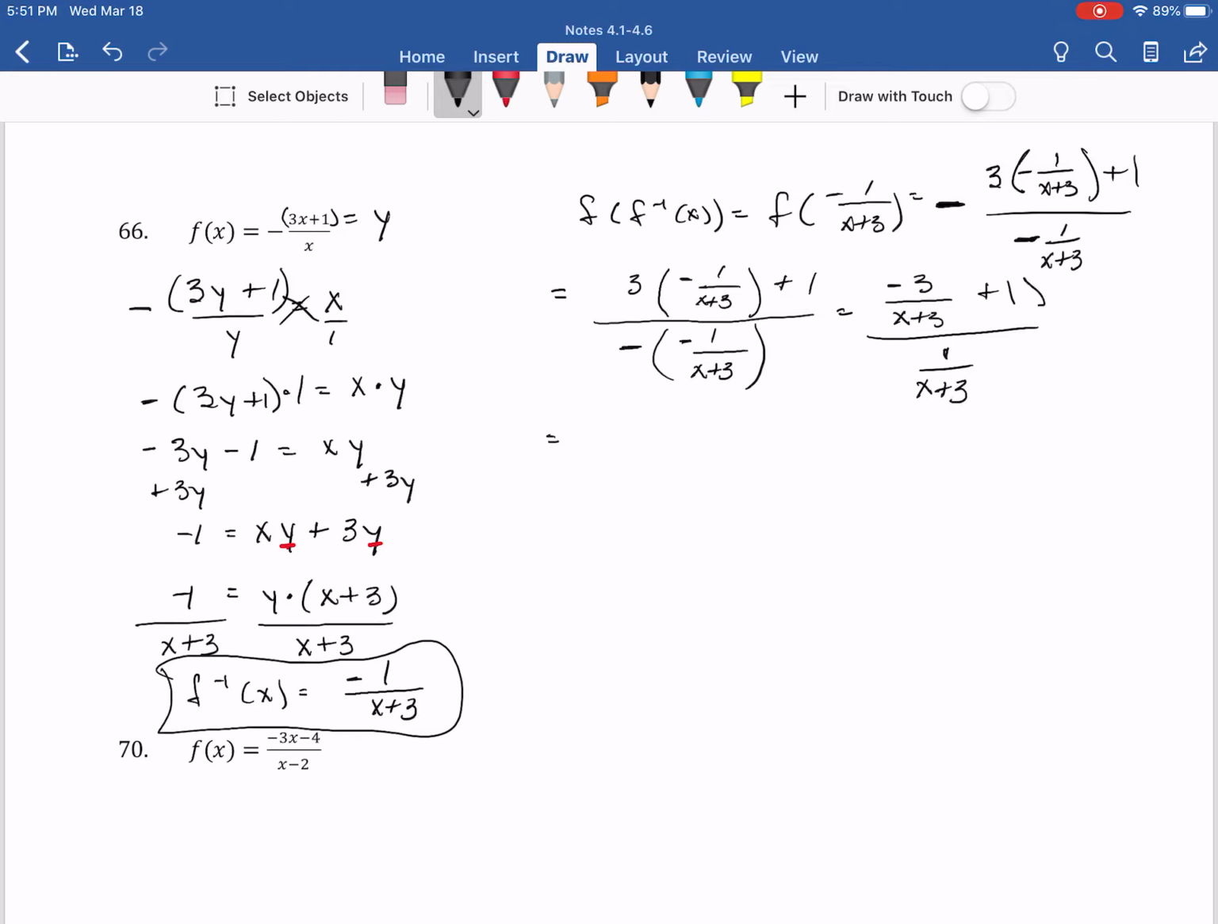All right, now on the top part, right here, I need to get the same denominator, which is going to be x plus 3. And then on the bottom, nothing to do there yet. Okay, back to the top. Got the same denominators, go straight across the top. Getting closer.